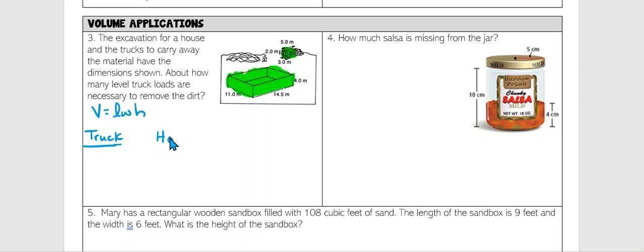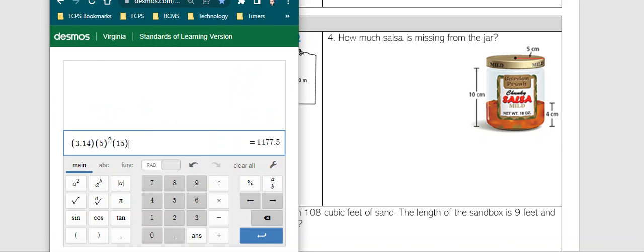I'm going to find the volume of the hole to figure out how much total needs to be taken away. So if I look at my truck, I'm going to say that my length was 5, my width was 3, and my height was 2. So I'm going to say volume equals length, which is 5, times width times height. And now we're going to let Desmos do the work here.